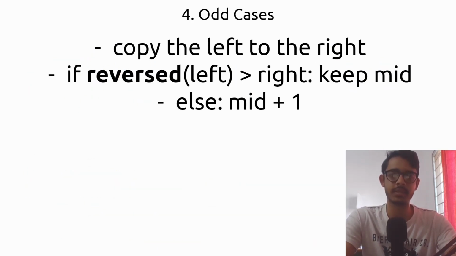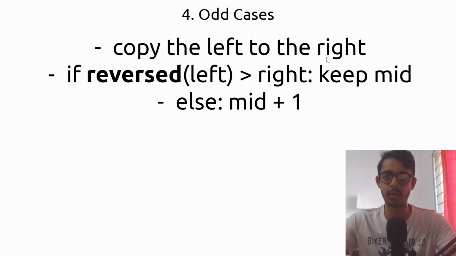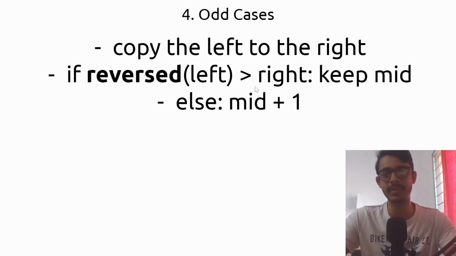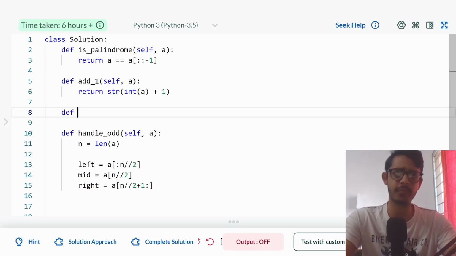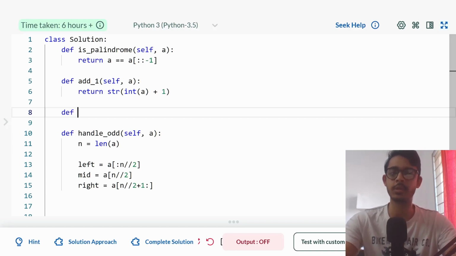Now what do we want to do? Well, let's look at some of the rules we wrote. So in the odd cases, of course, we want to copy the left to the right, but we also want to compare the reverse of the left with right. So now we need another function to compare if one string is either greater than, equal to, or less than the other. So let's create a compare function with, let's say, string x and y.